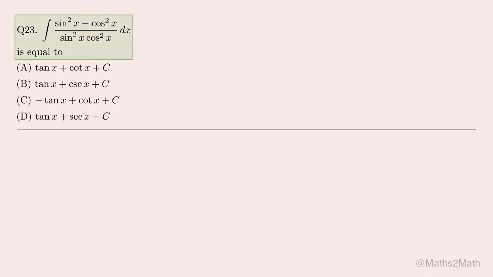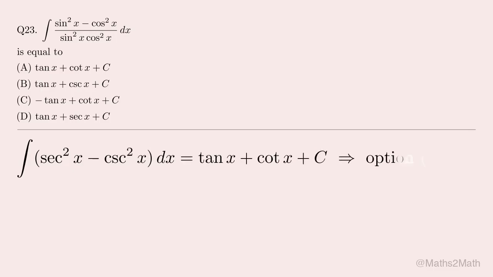Question 23, multiple choice. Split the difference over the product. Two familiar squares appear. The split gives secant squared minus cosecant squared, which integrates to tangent plus cotangent. Option A.